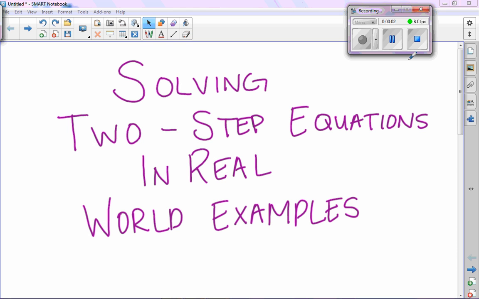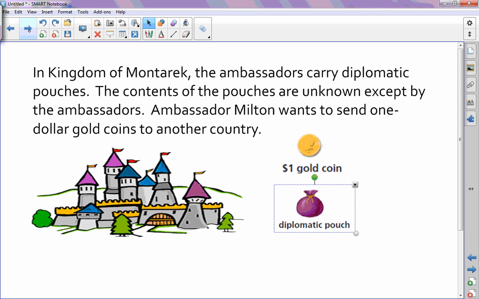All right, today we are going to start our introduction lesson on solving two-step equations in real-world examples. So today our real-world example is going to be the Kingdom of Montriarch. Here the ambassadors carry diplomatic pouches. The contents of the pouches are unknown except by the ambassador. Ambassador Milton wants to send $1 gold coins to another country.